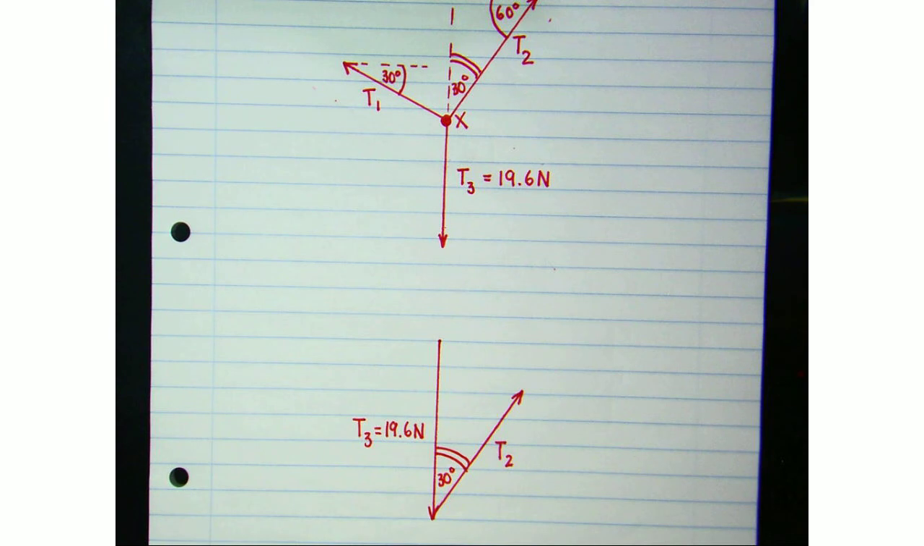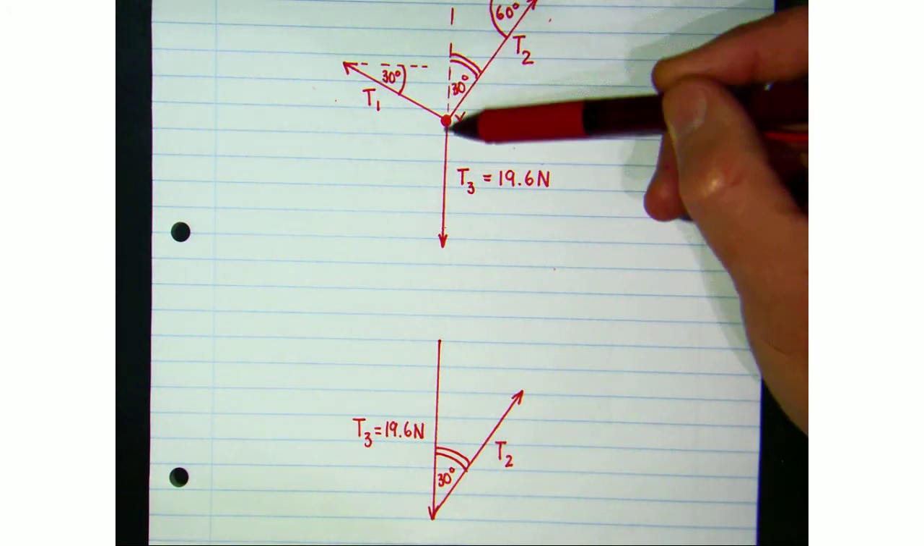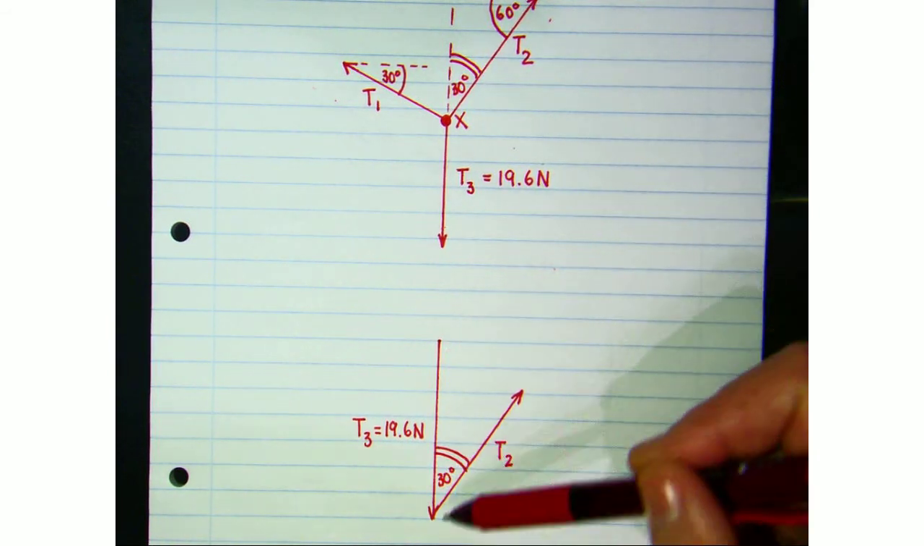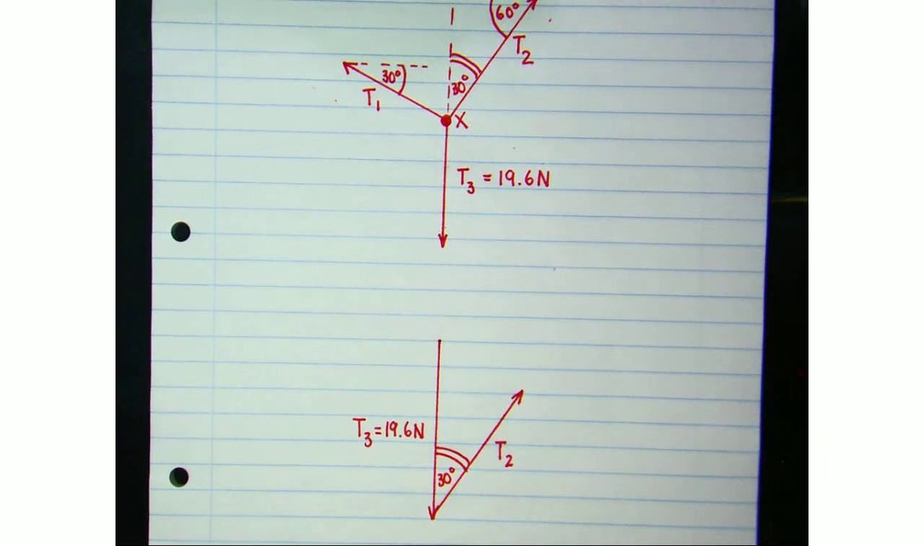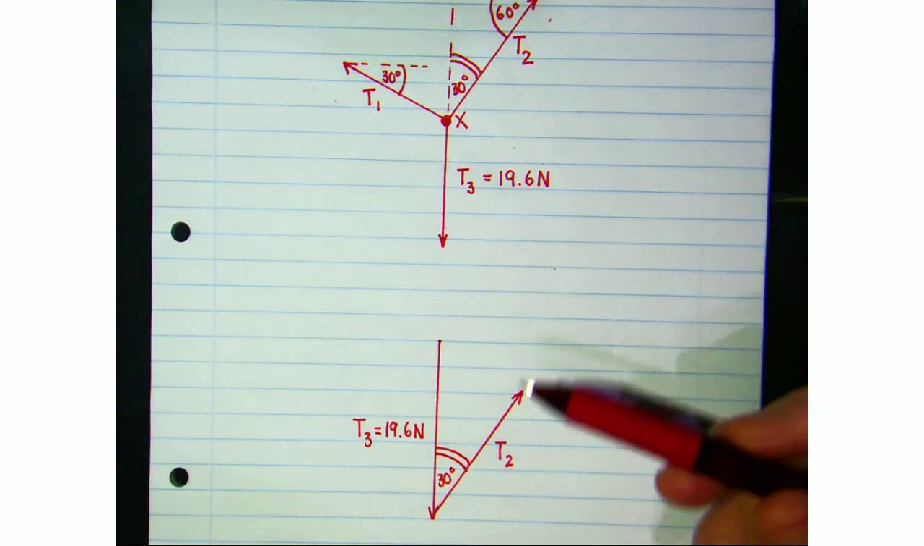So a vertical line through the point where all the forces act is very helpful in determining the angle between any vertical forces and any forces other than that. Okay, so we haven't got a triangle yet because we haven't used the third force.